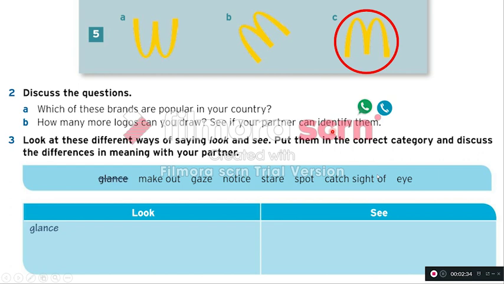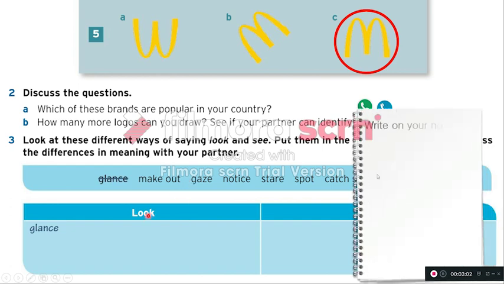All right, now moving on to exercise number 3, we have: look at these different ways of saying look and see. Put them in the correct category and discuss the differences in meaning with your partner. Okay, so all of these words have similar meanings to look and to see. You're gonna put them in the correct category, but before you do this, I have another exercise that says write in your notebook the definition of the words in the box. So all of these words, you're gonna look for them in the dictionary and write the definitions.